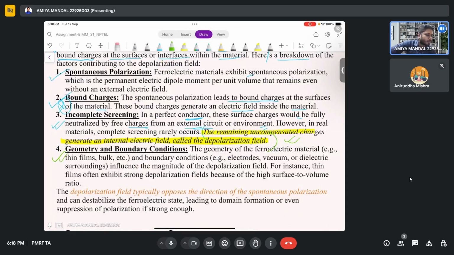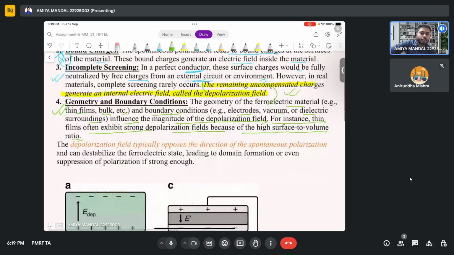And geometry and boundary conditions. The geometry of the ferroelectric material, for example thin films, bulk, etc., and boundary conditions such as electrode, vacuum, or dielectric surroundings influence the magnitude of the depolarization field. For instance, thin films often exhibit a strong depolarization field because of a high surface to volume ratio. These are some concepts you must know. And lastly, the depolarization field typically opposes the direction of the spontaneous polarization. This is a very important point.